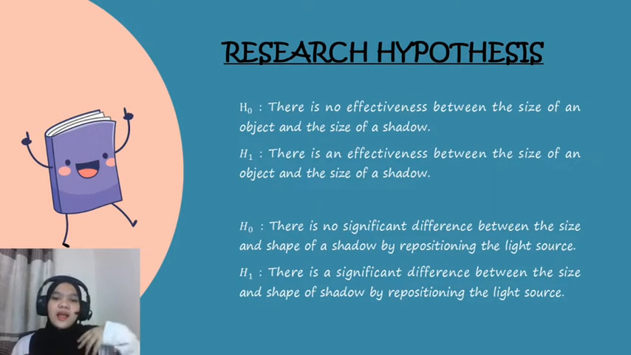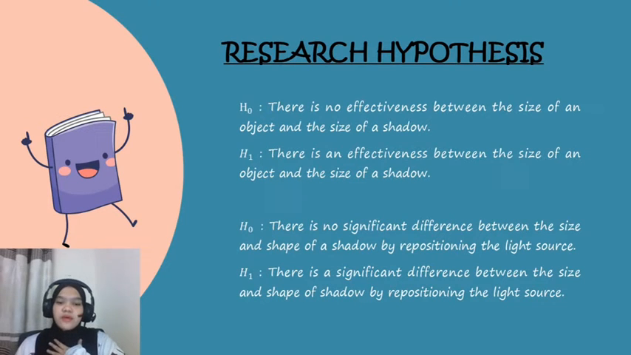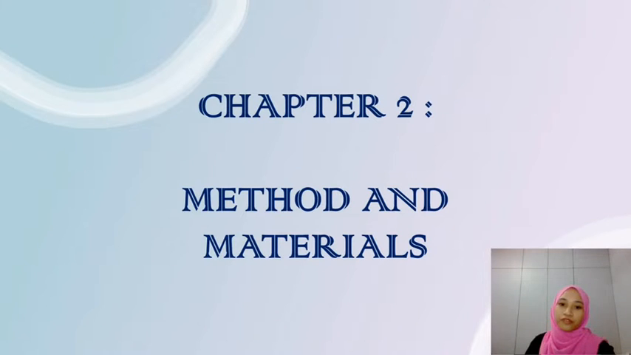Hypothesis 1, H null: there is no effectiveness between the size of an object and the size of a shadow. H1: there is an effectiveness between the size of an object and the size of a shadow. Hypothesis 2, H null: there is no significant difference between the size and shape of a shadow by repositioning the light source. H1: there is a significant difference between the size and shape of a shadow by repositioning the light source. Next, we move to Chapter 2, which is method and materials.